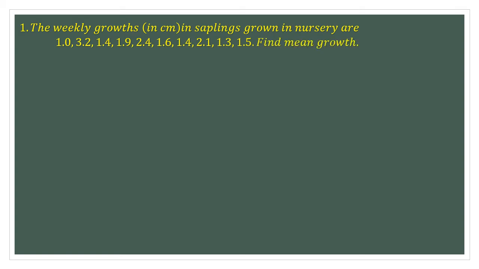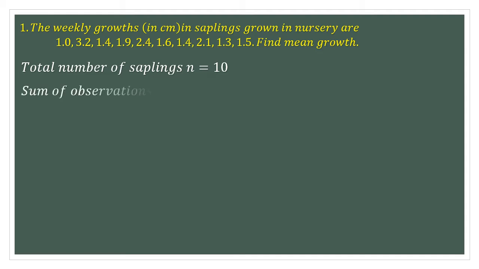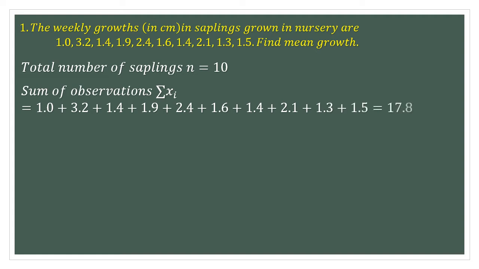Now, as you can look at the data, you will see that there are 10 saplings given. That means 10 data is given here, 1.0, 3.2, etc. When you count it out, there are 10 options. So number is 10. Then we have to make a total of all these observations. So we will just write them down and add them up, and we will get summation xi as 17.8. So total number of saplings are 10 and the total of all of their growths is 17.8 centimeters.